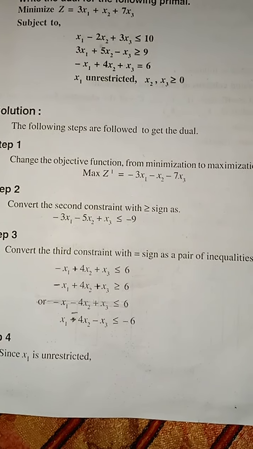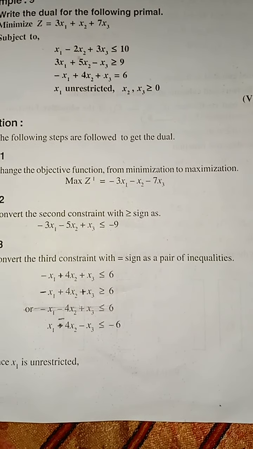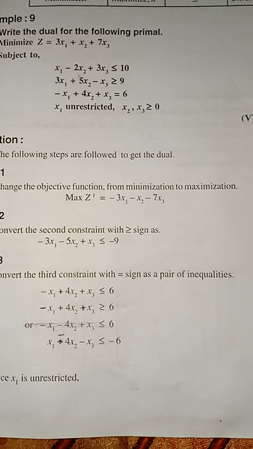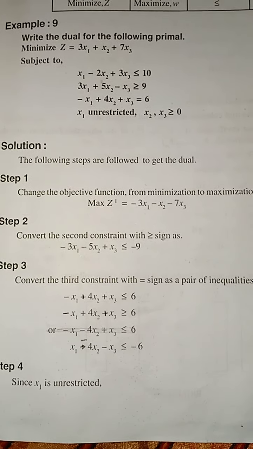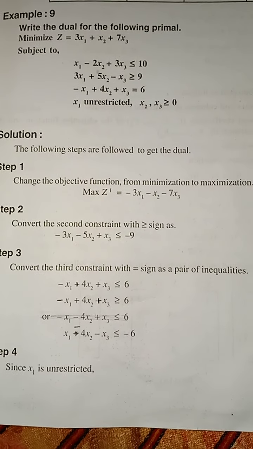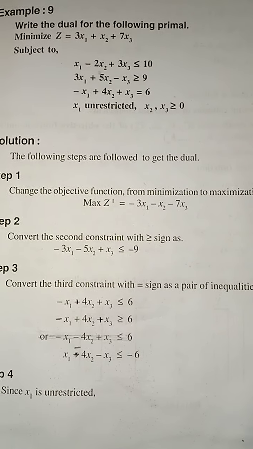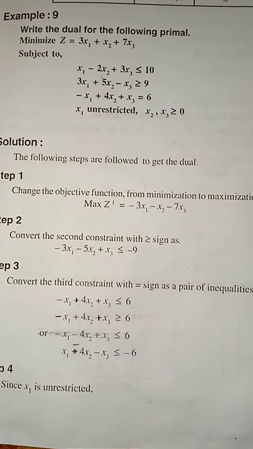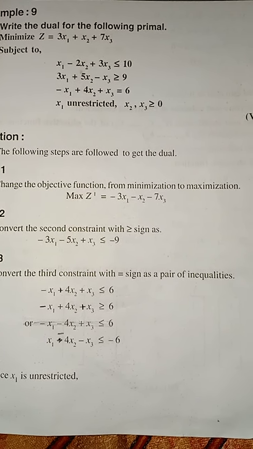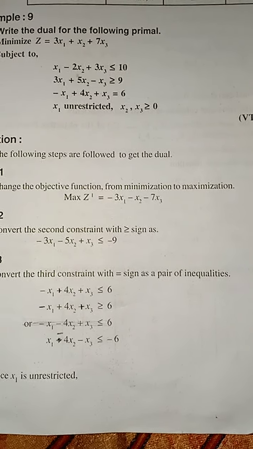Unrestricted is nothing but a variable where the values are not confined in any way. In some LP problems we assume real values, but an unrestricted variable can be expressed in terms of two non-negative variables by using a substitution. Usually it will have real values, but whenever they give it as unrestricted, it means you have to substitute in terms of two non-negative variables.